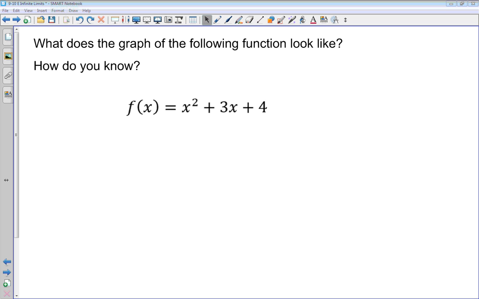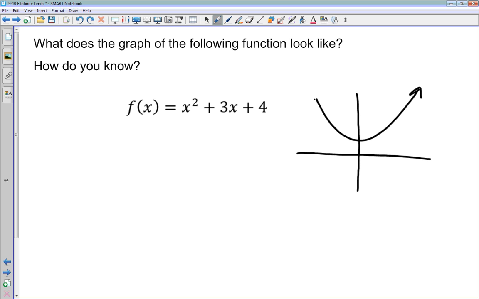So we've just been discussing this function x squared plus 3x plus 4, and I asked the class, what does the graph of the following function look like, and how do you know? And they told me that this was a parabola, and that it opened up. And that we knew that it opened up because the leading coefficient, or the coefficient in front of x squared, was a positive number.